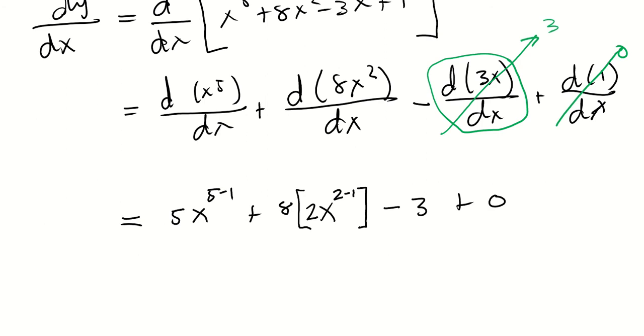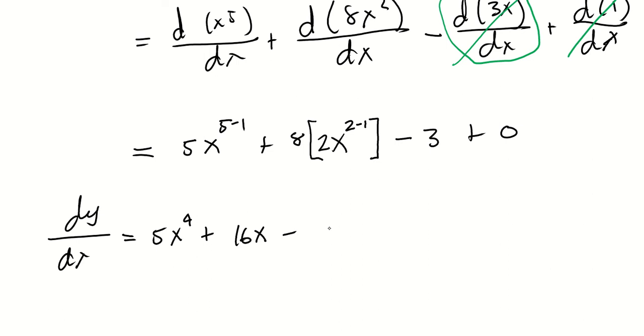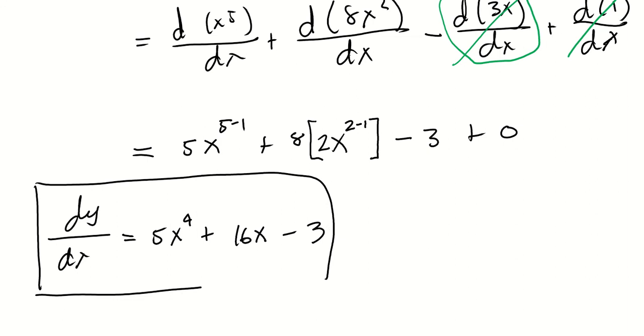So that's how we take the derivative using the formulas that we derived. You don't need to use again the definition of the derivative using limit, if you are familiar with these formulas. So the derivative of y with respect to x will be equal to, simplify, 5x raised to 5 minus 1, which is equal to 4, plus 8 times 2 is 16. X raised to 2 minus 1 is 1, and minus 3. So this will be the derivative of the function.